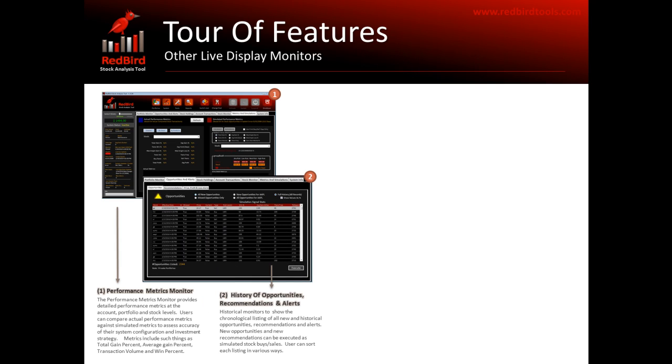The first tab is a history of all the opportunities that have been generated by the RedBird Opportunity Generation Engine, including new opportunities and historical opportunities. Only new opportunities can be executed. The second tab contains a similar history of all the recommendations that have been generated for specific portfolios, including new recommendations that are still relevant, as well as old recommendations that can no longer be executed. And finally, the third tab contains a chronological listing of all the alerts or notifications that have been generated in the system for the overall account or for specific stocks.